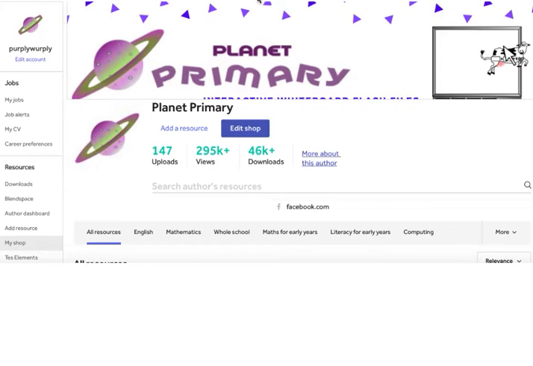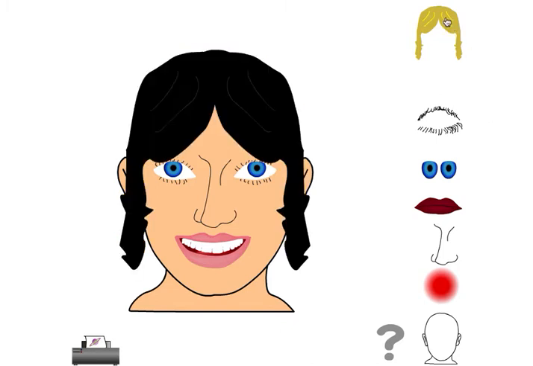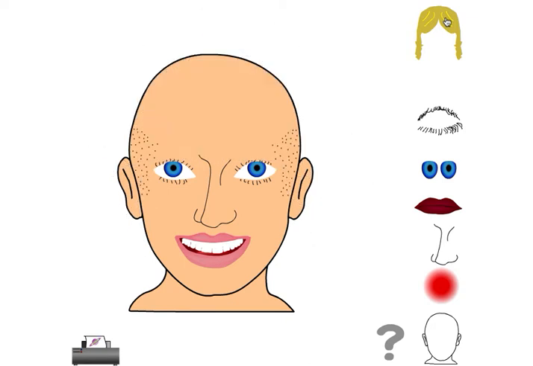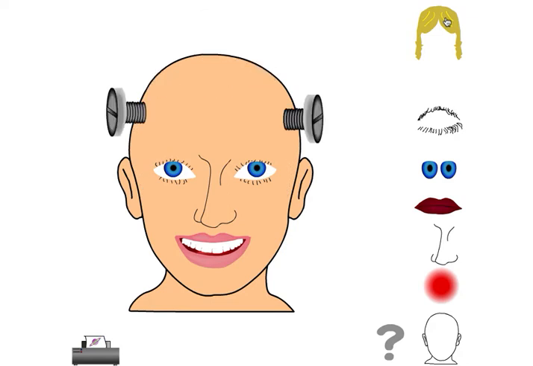Okay, I'm going to explain the Describe a Face resource from Planet Primary. This is what it loads up like, as you can see, that's a self-portrait of me, and that's actually what I look like in real life. So if you play around with it, we can click on my hair, and you can change it. This is what I look like at different times of day, in different moods. This is what I look like first thing in the morning, last thing at night, and on a weekend.